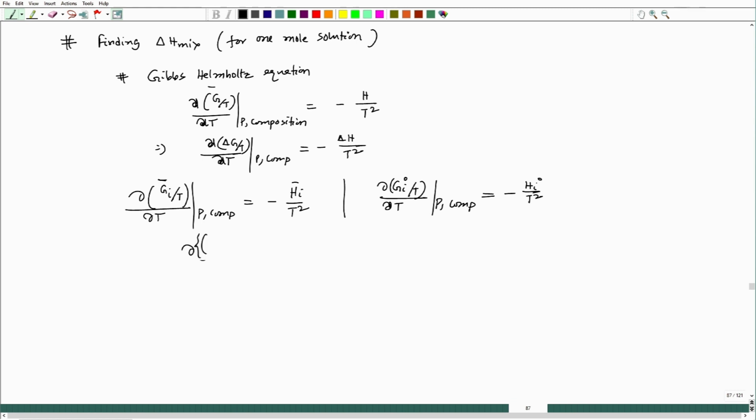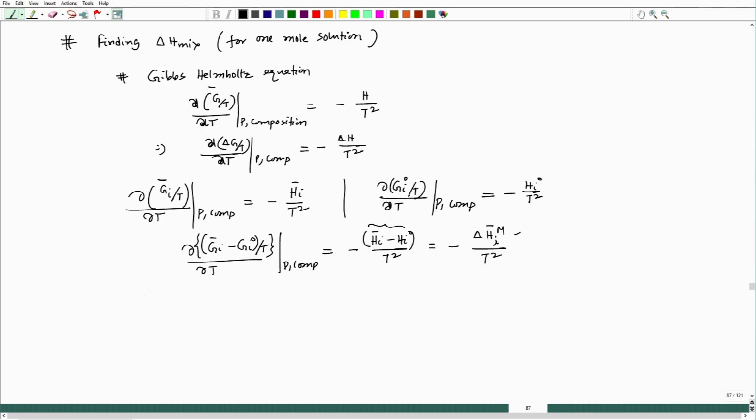So, then we can write this term as minus delta H bar M I. It is basically when the mixing takes place from pure component I to component I in the solution, the change in enthalpy due to that formation is nothing but this, divided by T square. Okay.